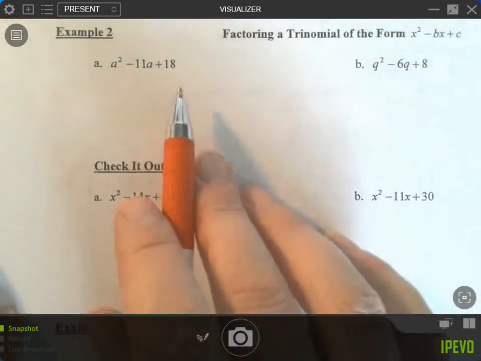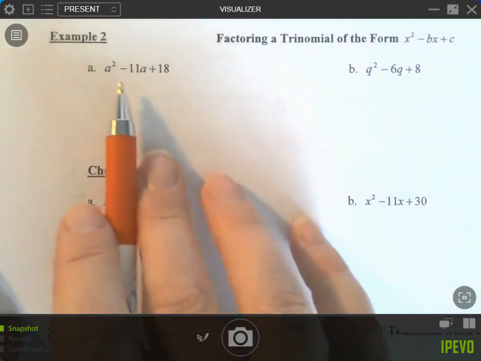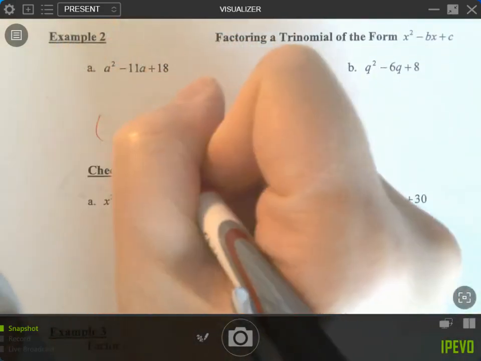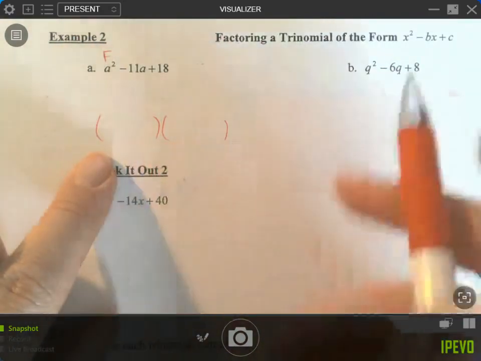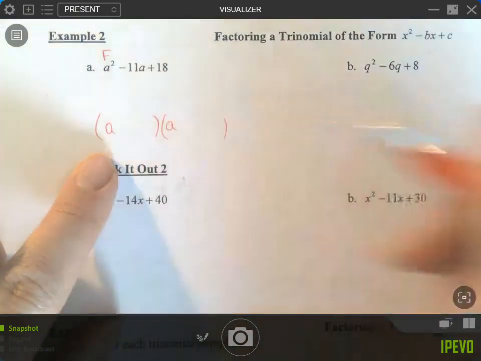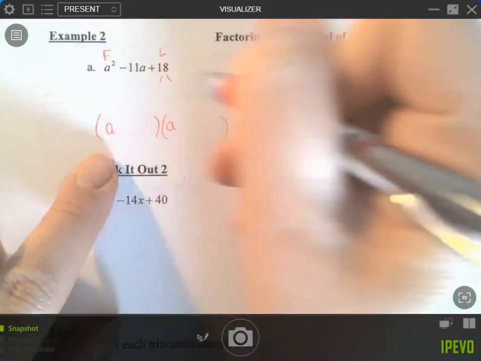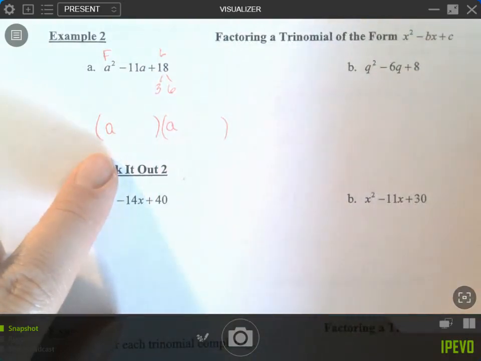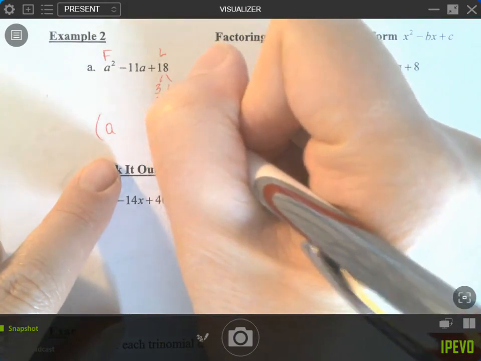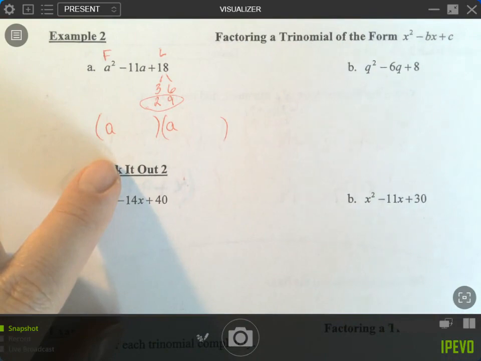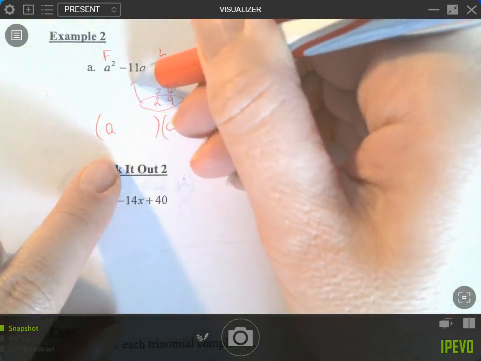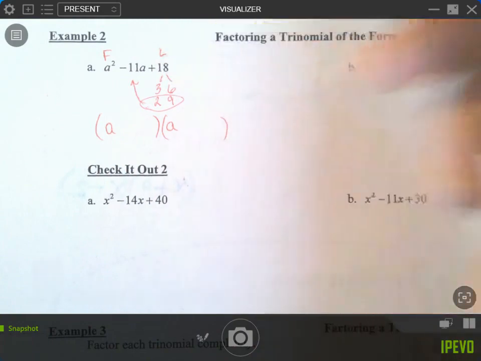All right, now we're changing it up here where we have different signs. The ones we did all were positive. Now I have a negative in the mix. 2 sets of parentheses. I like to start here. And what's my first term going to be in each set? A and A. Okay. Now, my last options. I was thinking of 6 and 3. Does that add up to 11? No. What else gives me 18? 2 and 9? Okay, look. 2 times 9 is 18. Do we agree? What do 2 and 9 add up to? 11. What do I need it to add up to?